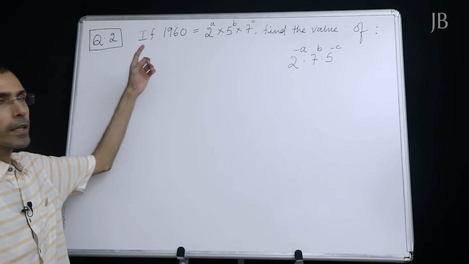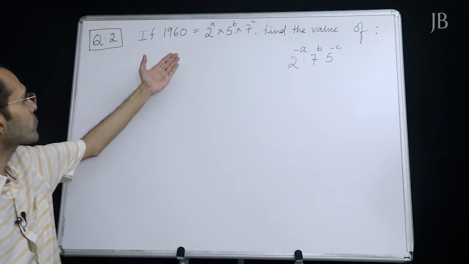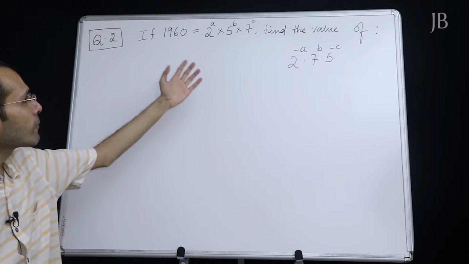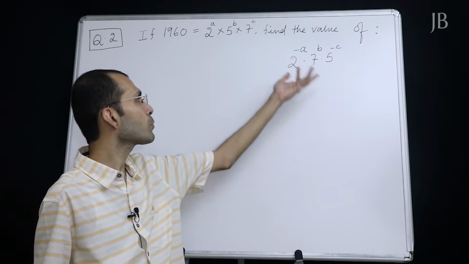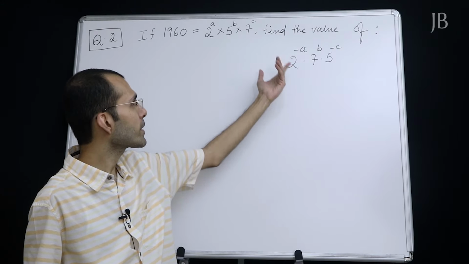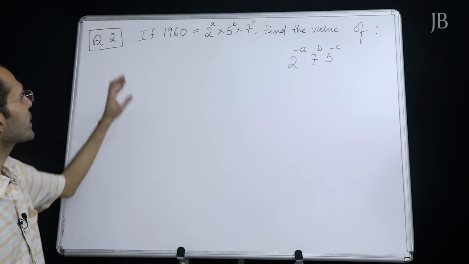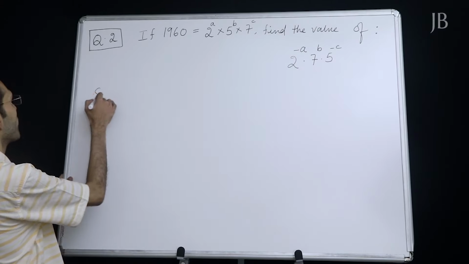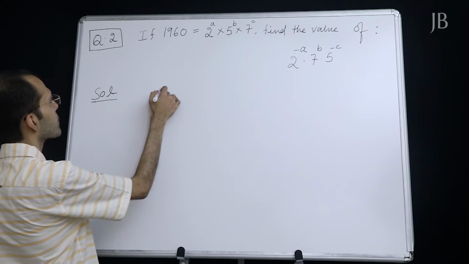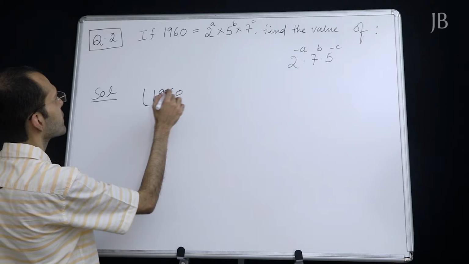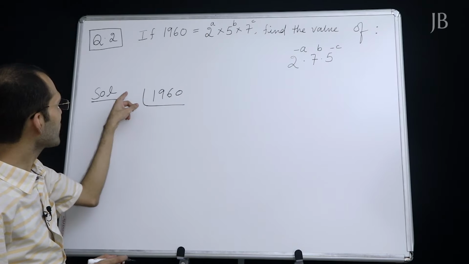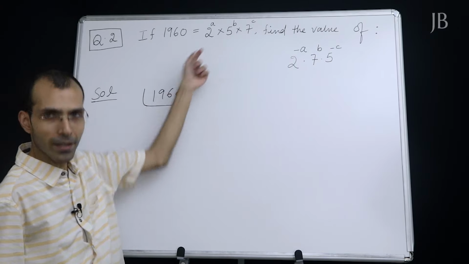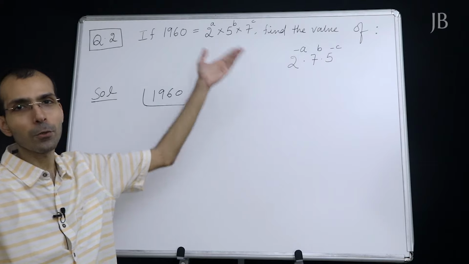Question 2. If 1960 is 2 raised to a into 5 raised to b into 7 raised to c, find the value of 2 raised to minus a into 7 raised to b into 5 raised to minus c. It's a typical sum, prime factorization. So what we do is, in a fair copy, we can show it like this: 1960, the starting is what? 2. So take all the factors starting with 2, exhaust it, then take 5, exhaust it, then take 7. The clue is already given here.